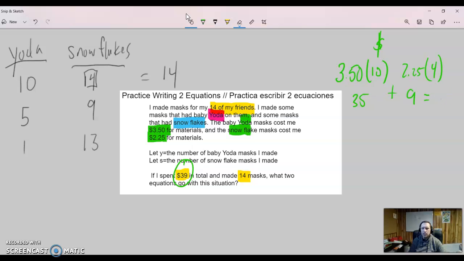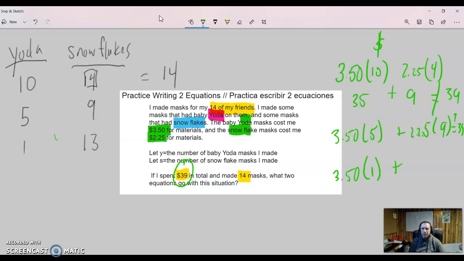Because I want it to equal, I want this to be 39, but it's not. So then let's guess another one. 5 and 9, well, 350 times 5 plus 225 times 9. Does that equal 39? Well, it might, but I'm not sure. The next one would be 350 times 1 plus 225 times 13. Does that equal 39? Huh. All right, stop right there.